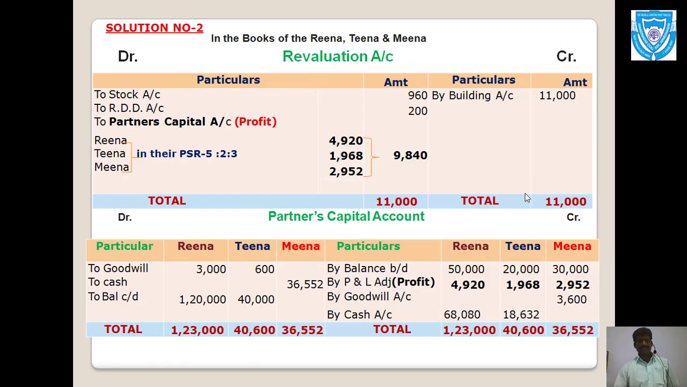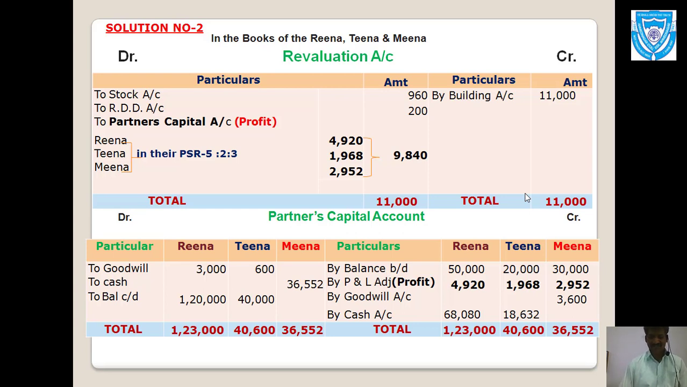You can see friends, solution number 2 of this example. Let us start in the books of Reena, Tina and Meena. Revaluation account, debit side, credit side, particulars, amount. Again partners capital, particulars, debit side, credit side, Reena, Tina and Meena. First, we'll solve revaluation account and partners capital account simultaneously, and later on we'll solve the balance sheet.